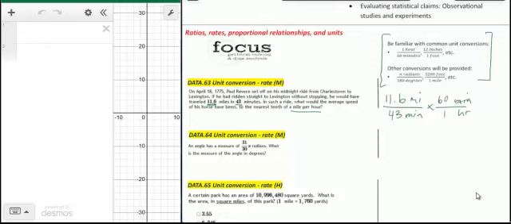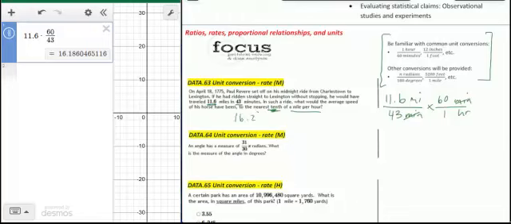Here your units, minutes, cancel, and you're left with your answer. If you enter that calculation, 11.6 times 60 and then divide by 43, you get your answer to be 16.2 approximately, again to the nearest tenth, and that would be your solution.